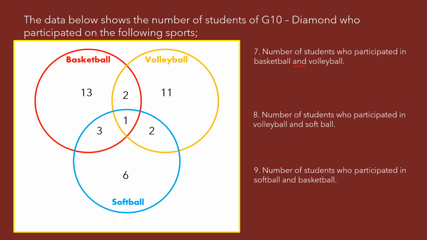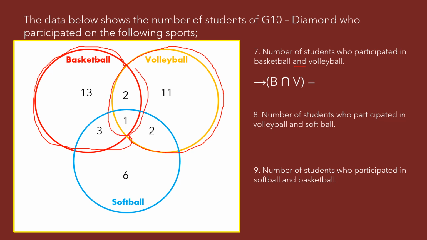So we may represent this as basketball intersection volleyball, or B intersection V. Upon looking at the diagram, these are the areas that are involved. But keep in mind that since we are dealing with intersection, the elements that we are going to use are only the elements that are being shared by these sets. And these are the numbers 2 and 1. So this is the area shared by volleyball and basketball.